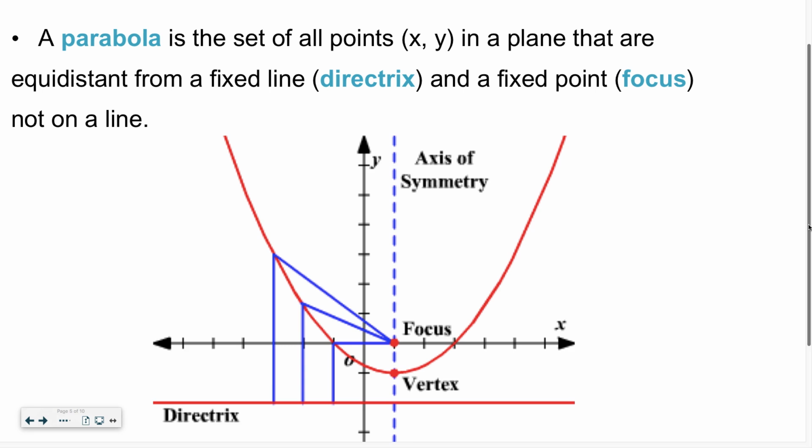Go ahead and write down and draw what you would like to. So we've seen a parabola and we've seen an axis of symmetry. We've seen a vertex. Focus, that's new. Directrix, that is new.